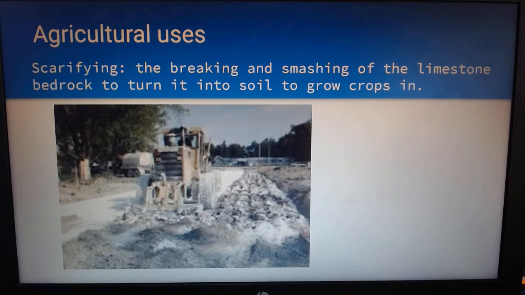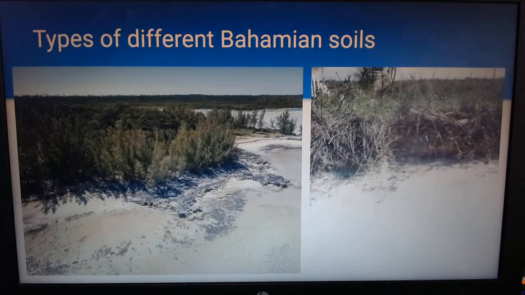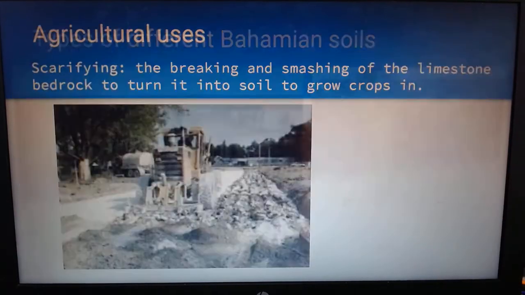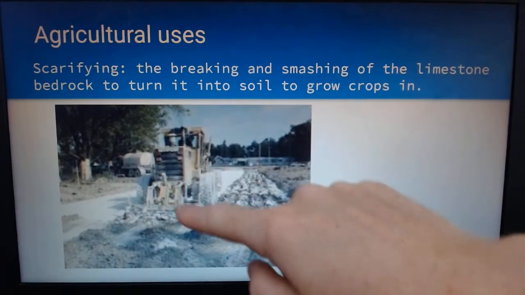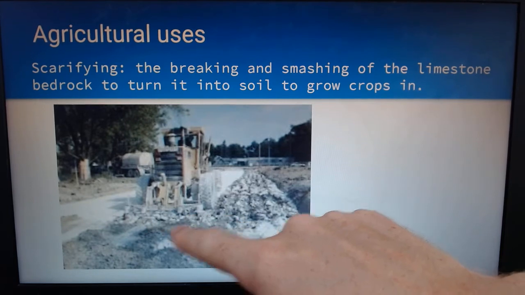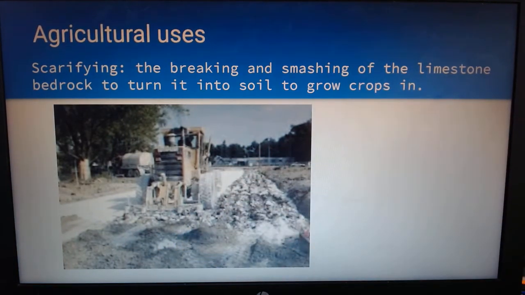What we have to do, because the soils are either very sandy or very shallow, is carry out something called scarifying. This is the breaking and smashing of the limestone bedrock to turn it into soil to grow crops in. So you need to get large machines, which are not easy to get around, and break up, or destroy the top layer of limestone to try and create our own soil layer. Very expensive and not very good for trying to create profits.